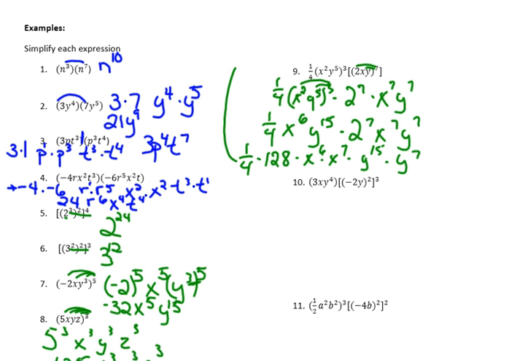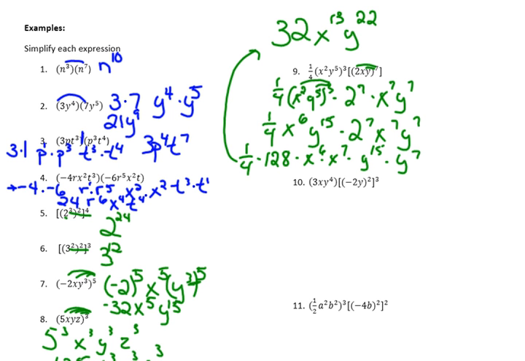I'm going to actually write this up here because I ran out of room. X to the 6th times x to the 7th. Those are being now multiplied. We add the exponents. And then y to the 15th, y to the 7th. Those are being multiplied, so we add to the 22nd. So that whole big thing reduced down to 32, x to the 13th, y to the 22nd.